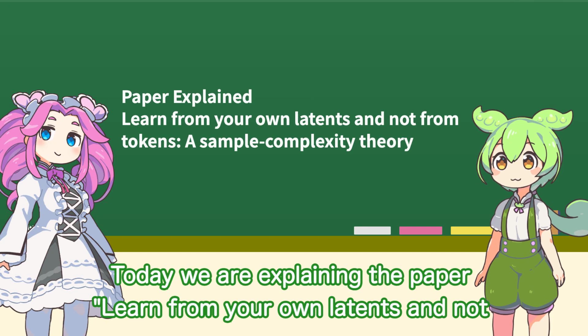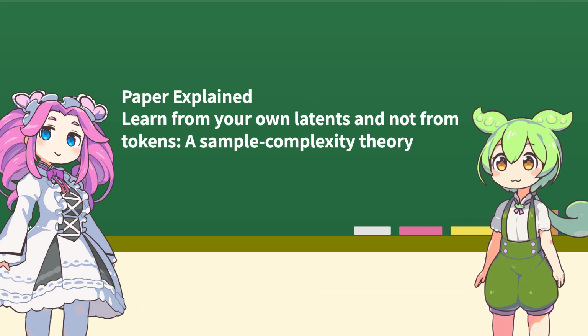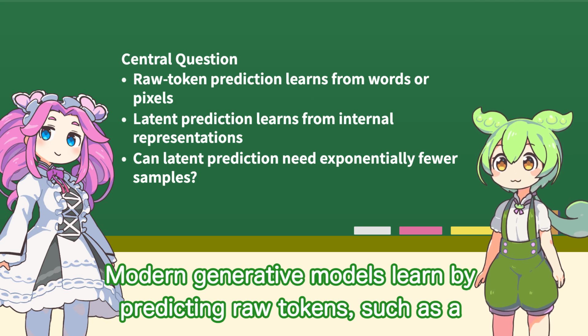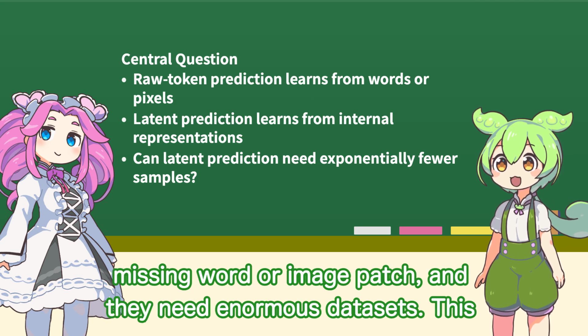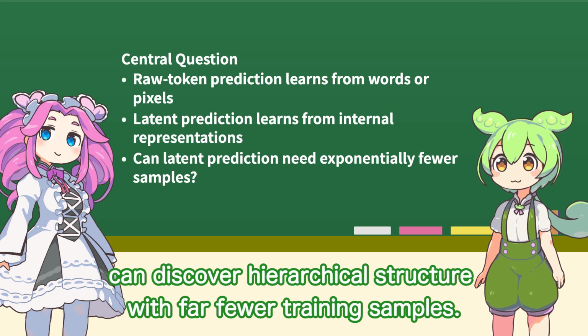Today we are explaining the paper "Learned from Your Own Latent Tests and Not from Tokens: A Sample Complexity Theory." What is the central question? Modern generative models learn by predicting tokens, such as a missing word or image patch, and they need enormous datasets. This paper asks whether predicting a model's own hidden representations can discover hierarchical structure with far fewer training samples.